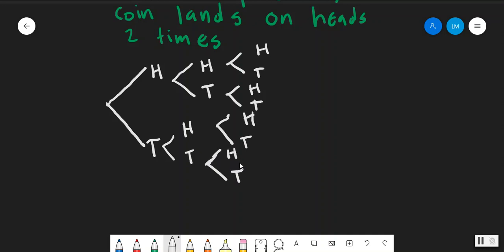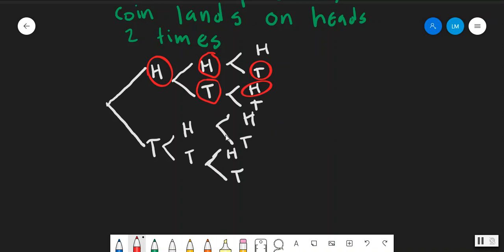So we're only looking for, in this example, where heads occurs twice. So basically that would be right here, and right there. But then we also have that it could be heads, tails, heads.